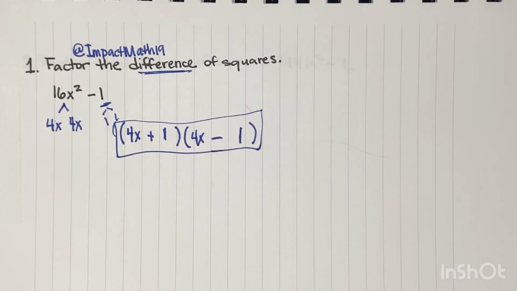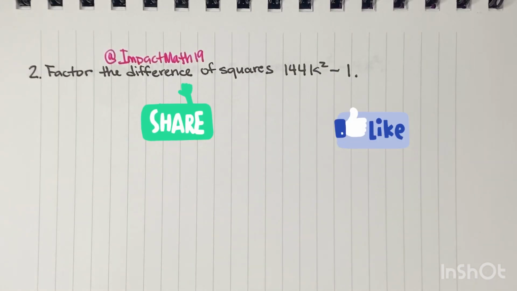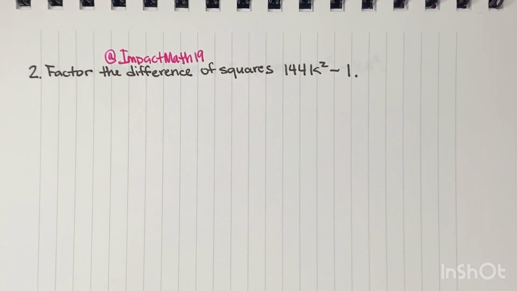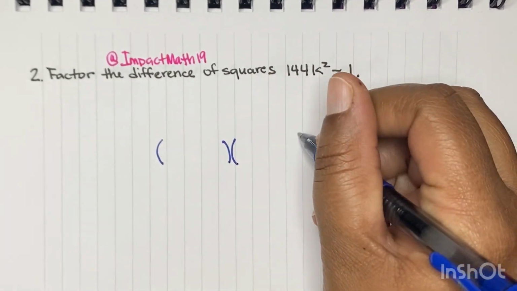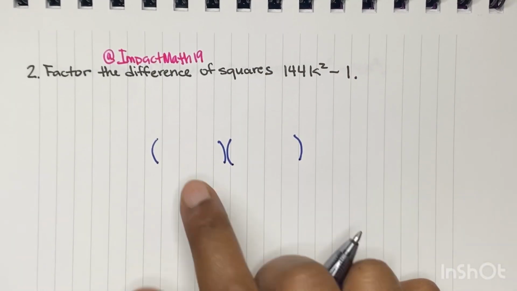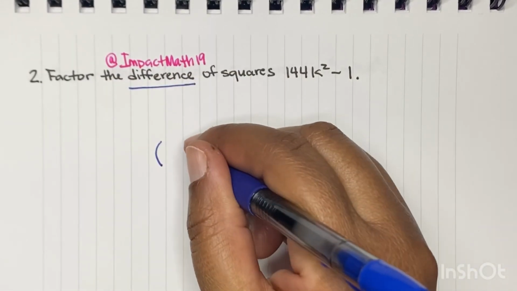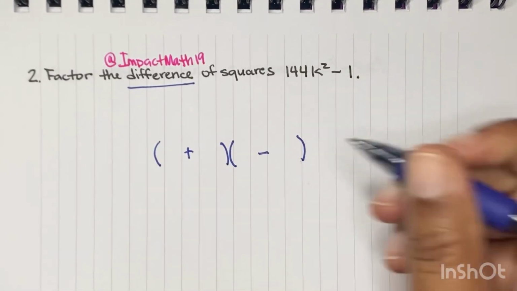All right, let's go to the next. Factor the difference of squares 144k squared minus 1. All right, so we're going to start with our two parentheses, because when you do a difference of squares, always start with two parentheses. Remember, a difference of squares always has to have a plus and a minus.